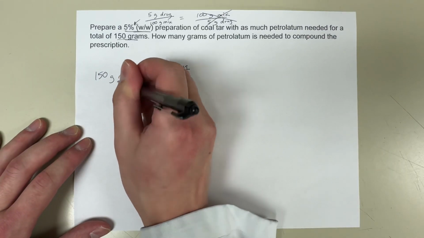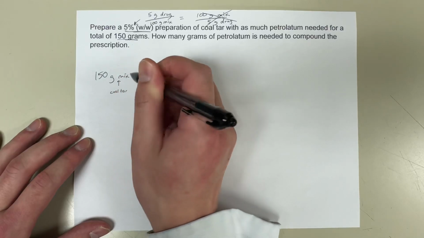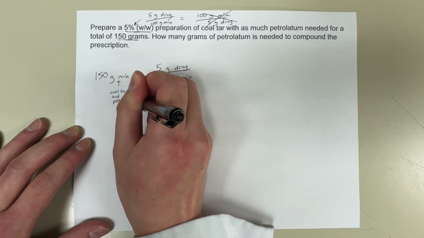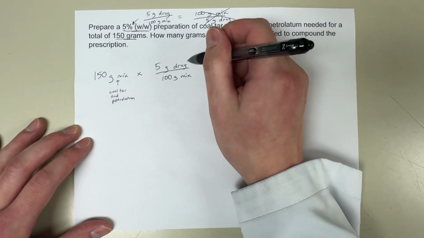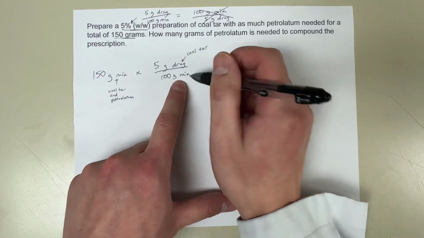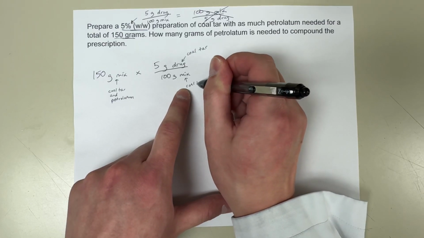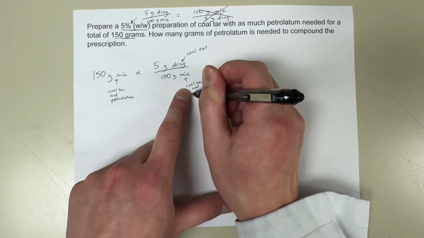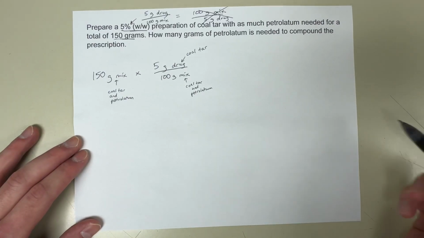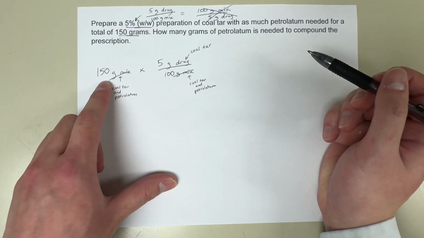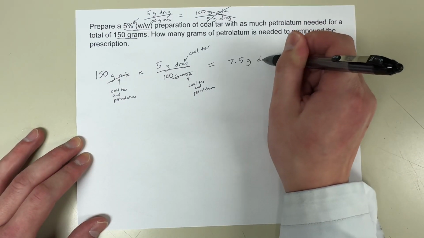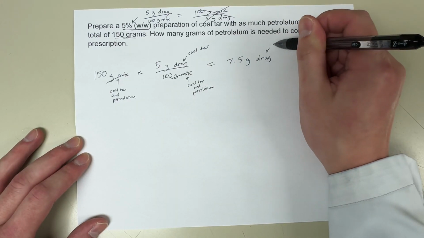So the mixture is the coal tar and petrolatum. And the drug would be the coal tar. Same thing as I said before, the mixture is the coal tar and the petrolatum combined. So when I solve for that, it's 150 times 5 over 100. That equals 7.5 grams of the drug, also known as the coal tar.